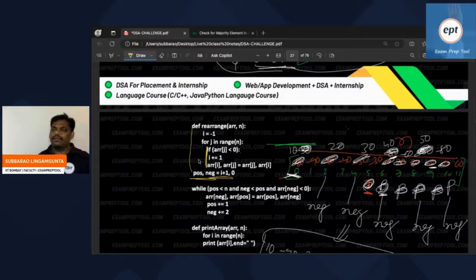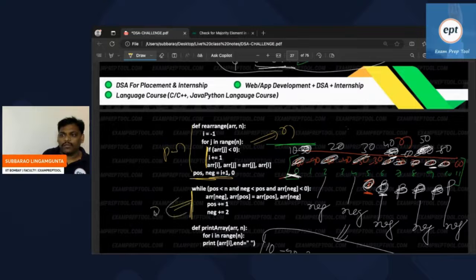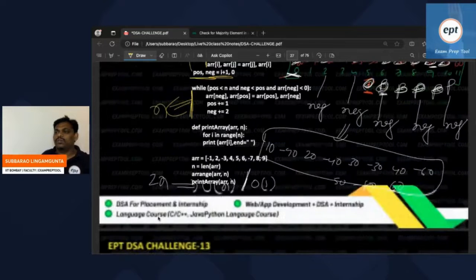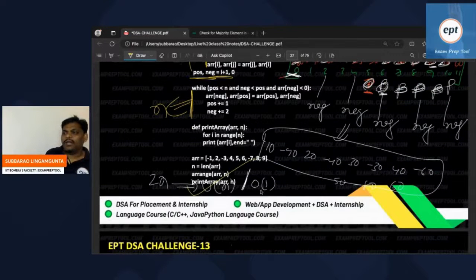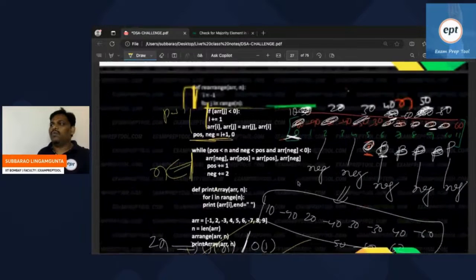So like that. It is a partition algorithm, which will take n time. This is for positive, negative, positive, negative. This is one more n time. Total 2n, order of n time, order of one space. So that is the answer for this. I hope everyone got it.